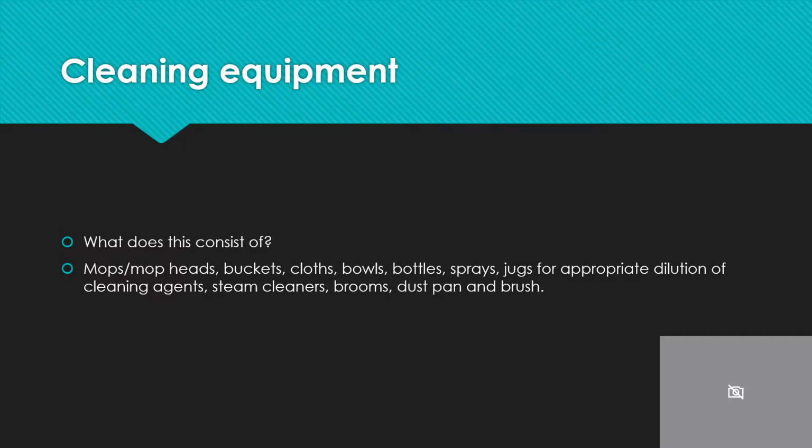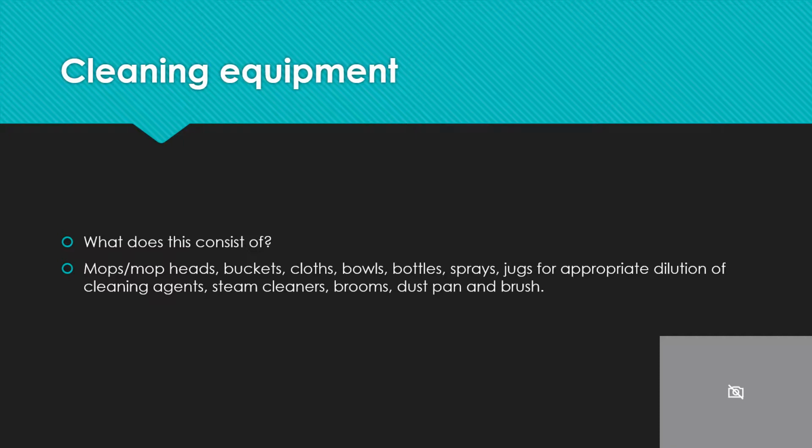Cleaning equipment. So what does it consist of? We can think that there are routine things that we will use day in, day out, such as mops and mop heads, mop buckets, cloths, bowls, bottles, sprays, jugs for appropriate dilution of cleaning agents, steam cleaners, brooms, dustpan and brush, hoovers. It's going to depend on the area that you are going to be cleaning.